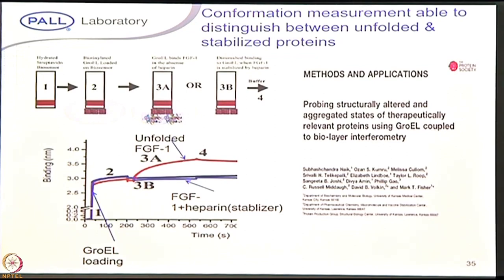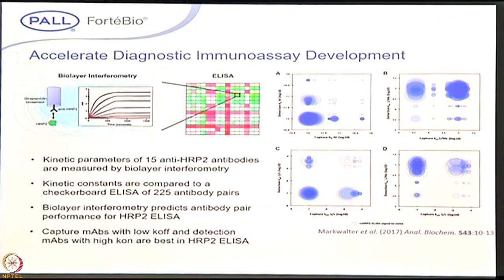the folded or the unfolded patterns, you can easily study. And one more example, in the case of diagnostic immunoassays, is where they measured the kinetics parameters of 15 anti-HRP2 antibodies. They compared with ELISA. You can quickly screen which antibody pairing is better for diagnostic applications. When you are developing any ELISA kits, you require a primary antibody and a secondary antibody, and you can quickly screen using that which are the best pairs based on the kinetics profiles.